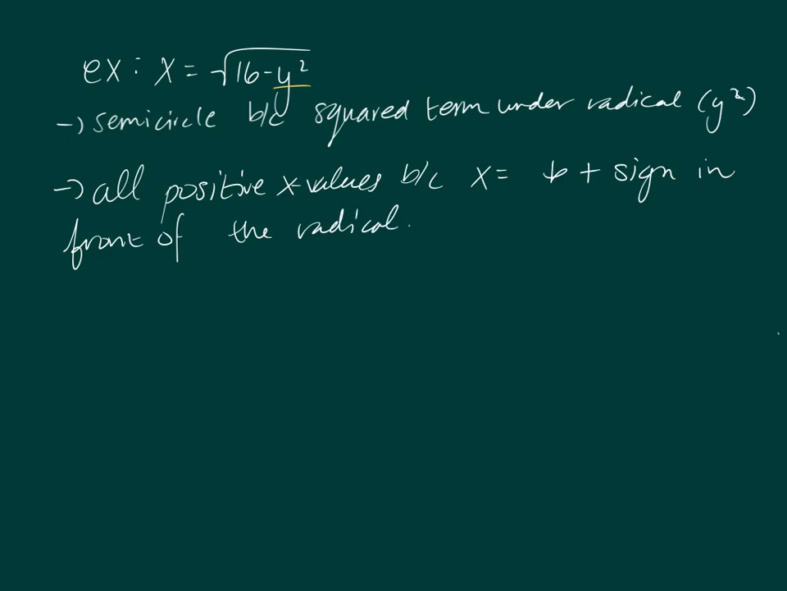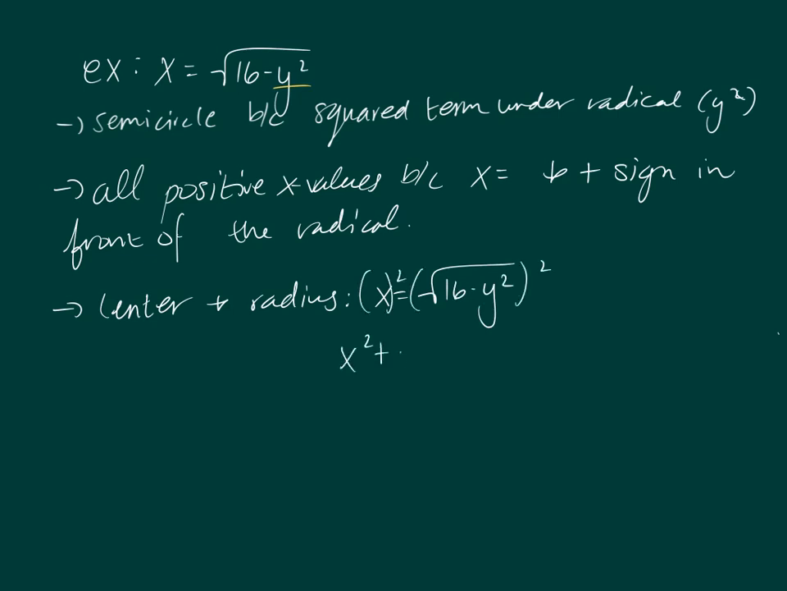Okay, so I've done the first part. Next I need to figure out the center and the radius. In order to do that, I'm going to get this into standard form for a circle. So I square both sides, and I get x squared plus y squared equals 16. So my center is 0, 0, and my radius is 4. So I plot my center, and then my radius is 4, 4, and 4.